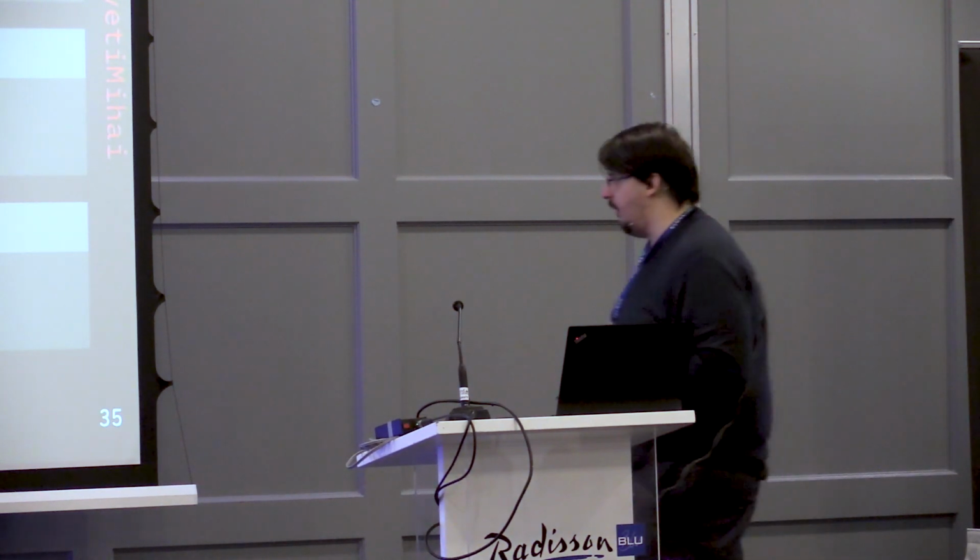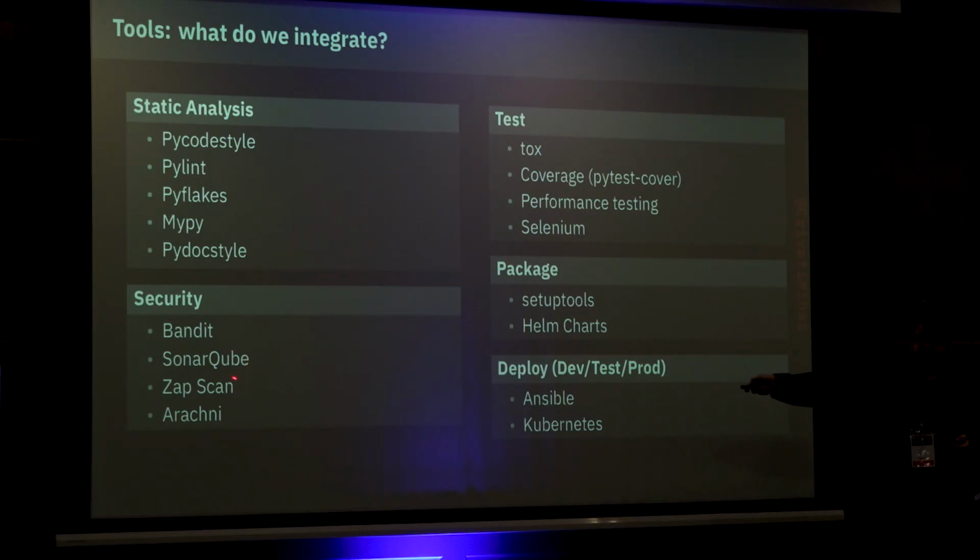Now, what other tools would we integrate as part of our CI/CD pipeline? So, Bandit, SonarQube, ZAP scan, Arachni. Anyone who's into security, those are the tools you can use to ensure that your code is not vulnerable. You can include it as part of your CI/CD, gives out a report, shows the vulnerabilities. You need to look at the report and fix it yourself, but that's life.